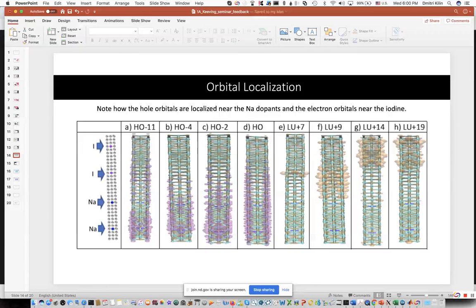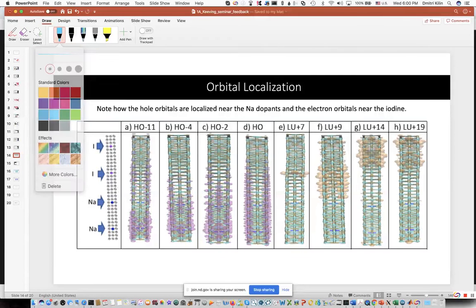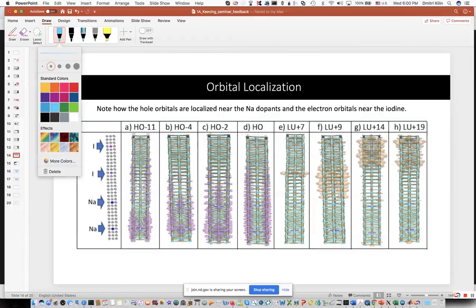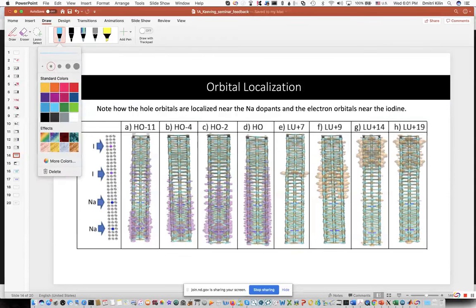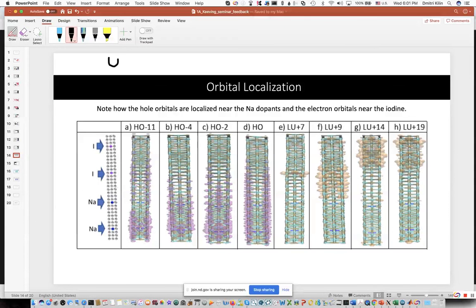Okay. So these are all the orbitals that I considered in my study. I just wanted to point out how the electron hole orbitals are localized in the sodium dopant, and then all the electron orbitals are located near the iodine. Okay, so I just want to point that out. Next slide when you're ready.